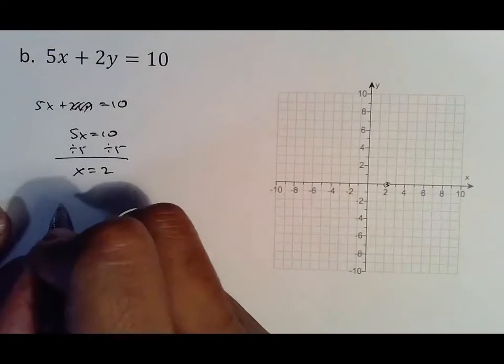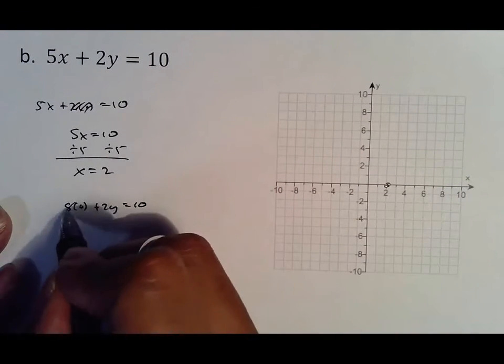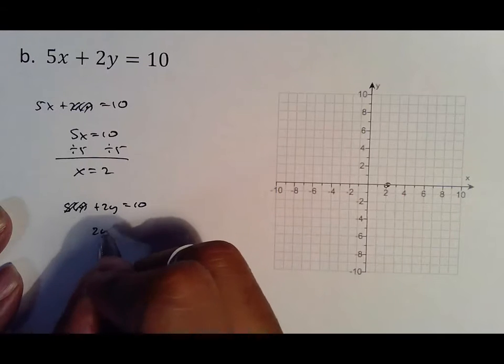Now we're going to do the same thing for y. So 5 times 0 plus 2y equals 10. 5 times 0 goes away.